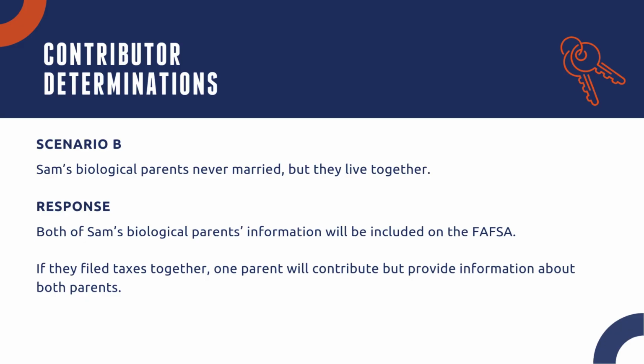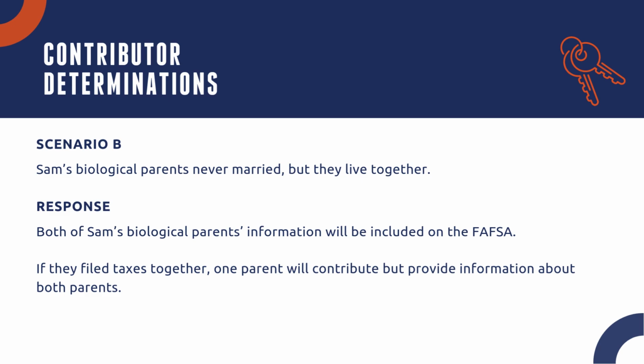All right, moving on to scenario B. In this scenario, Sam's biological parents never married, but they live together. So the first question will be, are parent 1 and parent 2 married to each other? The answer is no. But the next question is, do they live together? And the answer is yes.